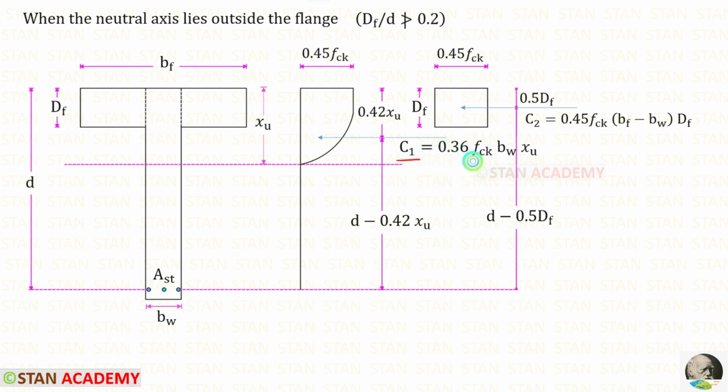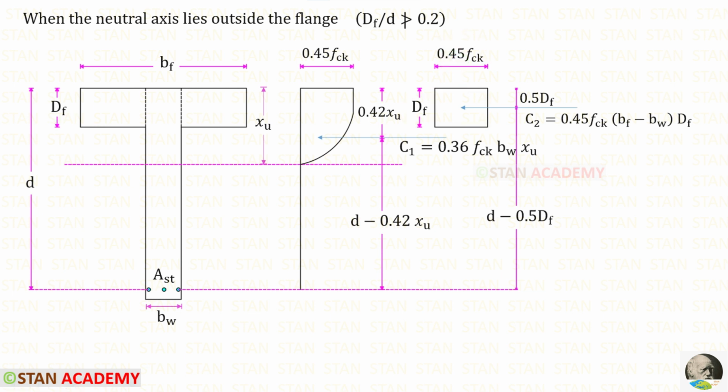C1 we already know, but there is one difference. In the previous step, we took the breadth of the flange, but now we are taking the breadth of the web. This is the only difference, because here we are considering the web as the beam. Now let us take this block diagram. Here the depth is df and the stress is 0.45 fck.